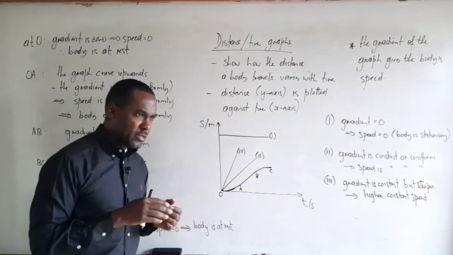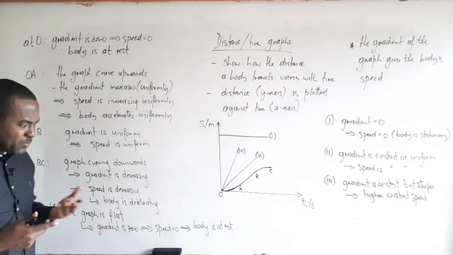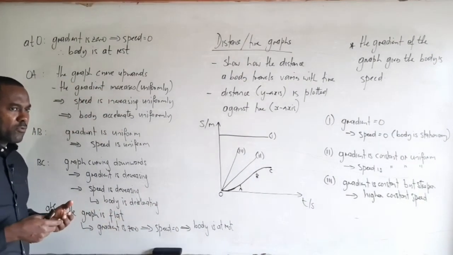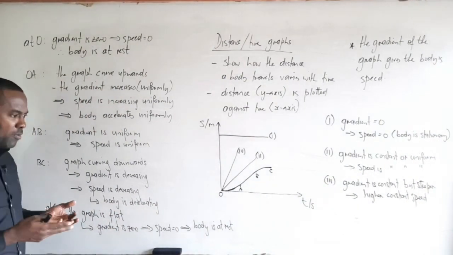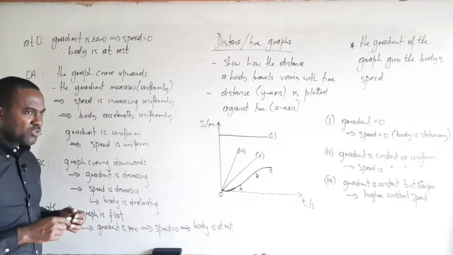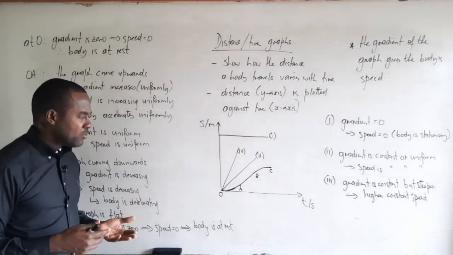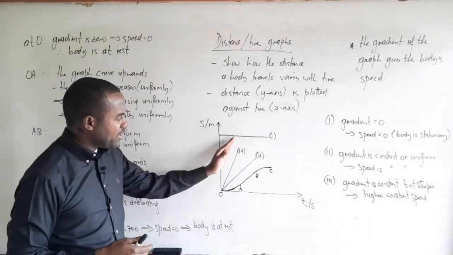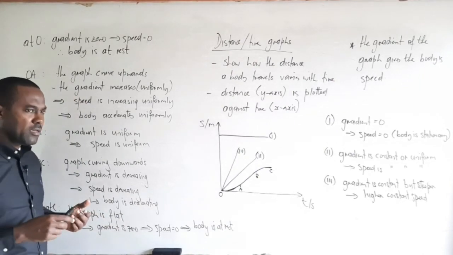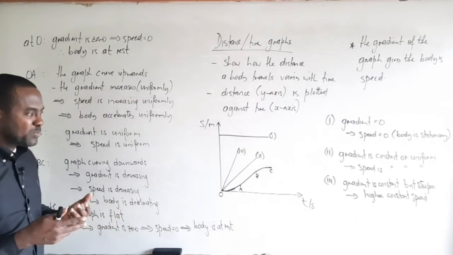In sections where the gradient was 0, or the graph was flat, then the speed was equal to 0 and the body was at rest. If the gradient, of course, is uniform, then it means that the body's speed is uniform, right? We also showed two sections with uniform speed, but of course one was steeper than the other, it had a larger gradient and therefore a higher constant speed. And then of course we showed the graph of a body that was basically accelerating. Now, accelerating in this case means a change in speed, right?